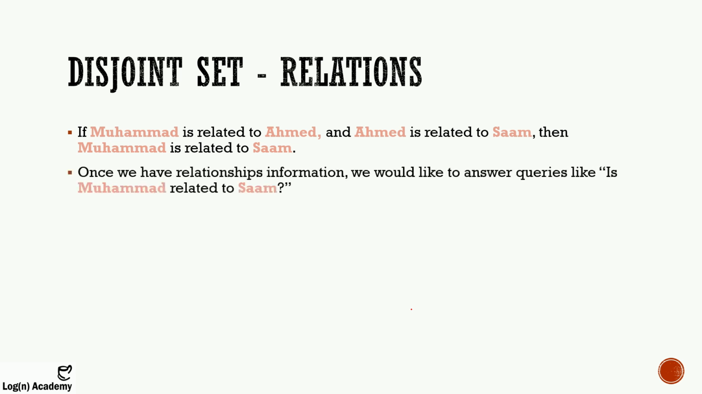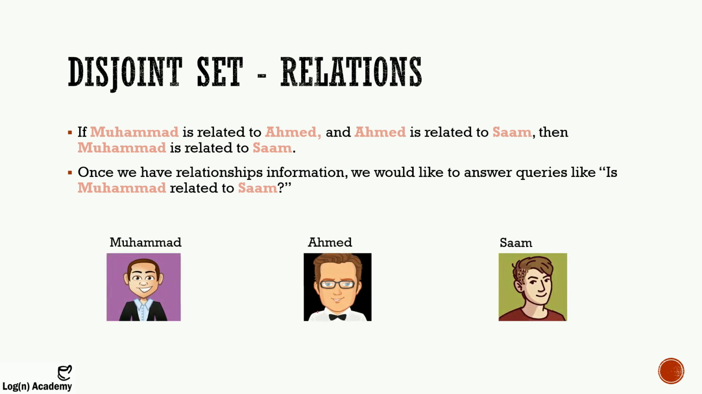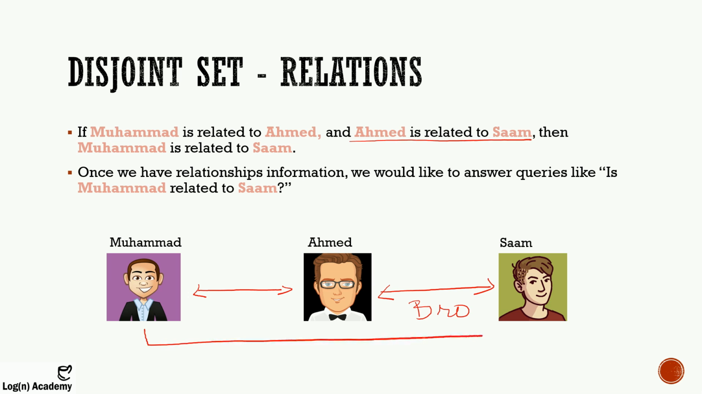Once we have relations information, we would like to answer queries like, is Muhammad related to Sam? So now we have three persons. We know these both guys are brothers. And with additional information about Sam, we know that Ahmad is related to Sam, right? According to this information, Ahmad is related to Sam. And let's say they both are also brothers. So it will be correct to say that Muhammad is also a brother of Sam, right?